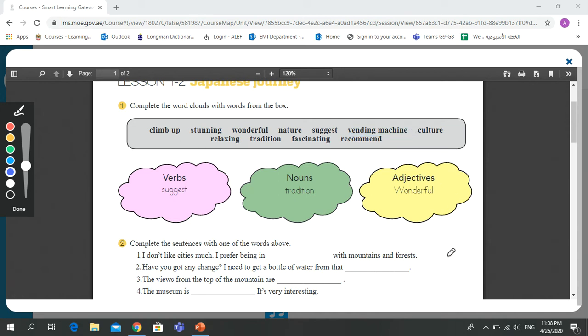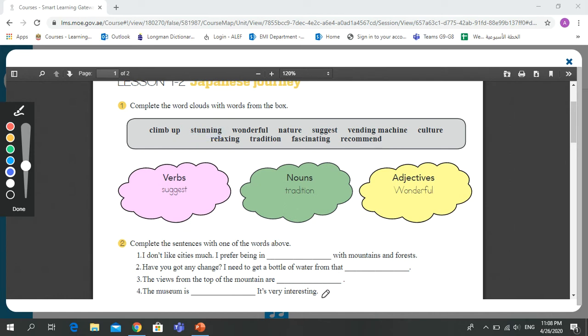What about number 3? The views from the top of the mountain are. So here we need an adjective. The views means the scenery from the top of the mountains. So we need here an adjective. Very good. Are stunning.